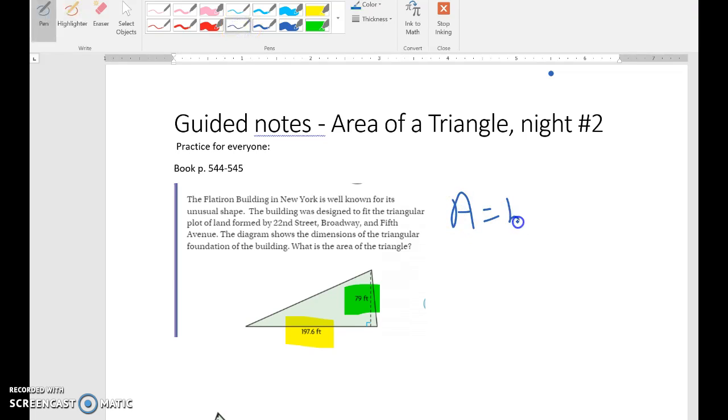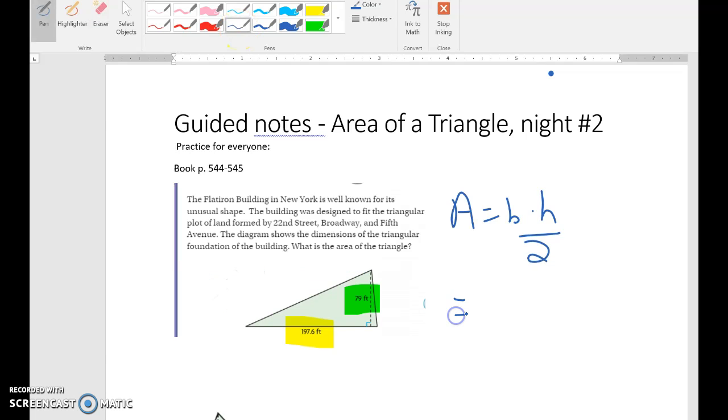Area equals base times height divided by 2, because base times height would give us an equivalent parallelogram, like if we were to extend it like that and like that, right? Base times height would give us the equivalent parallelogram, but we only want the triangle. So that's what we're going to do.